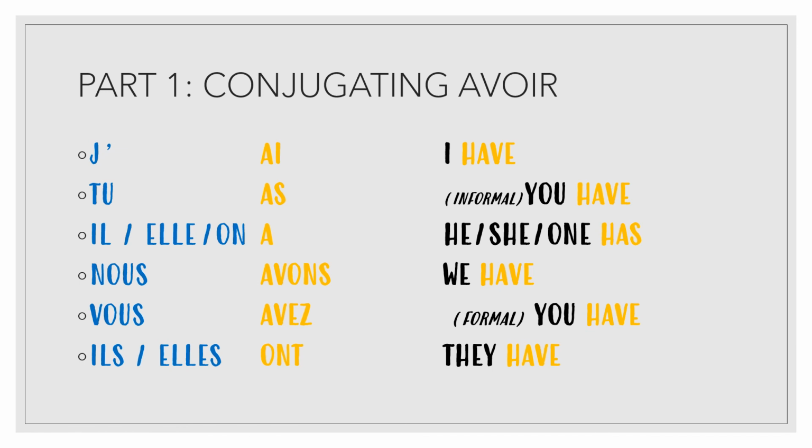Alright? There are different songs that you can use to help you to remember how to conjugate this verb. Alright, but we're not going to be doing that in this lesson. So it's j'ai, tu as, il, elle, on a, nous avons, vous avez, ils, elles ont. So we know that avoir is an irregular verb. Okay? Let's continue. Let's put this into practice. So we're going to be conjugating the verb avoir for practice.